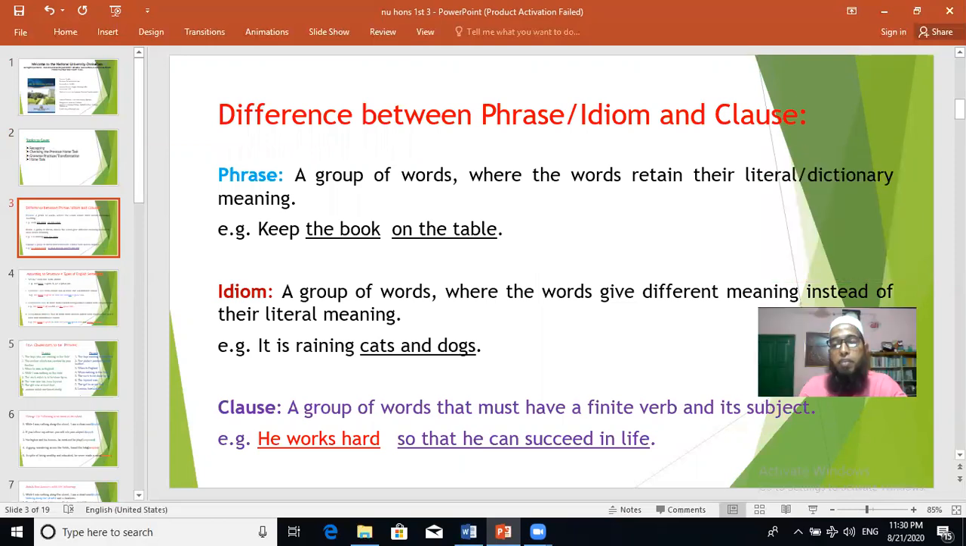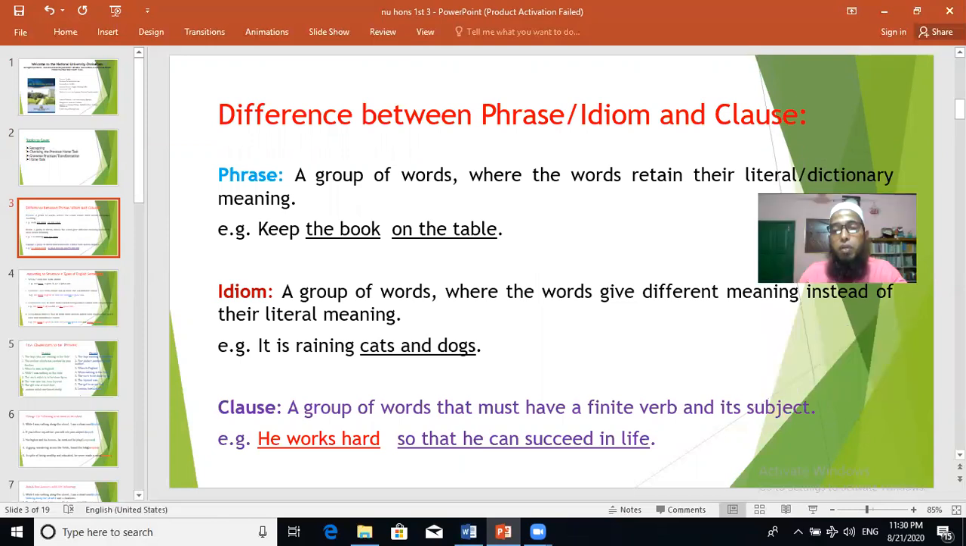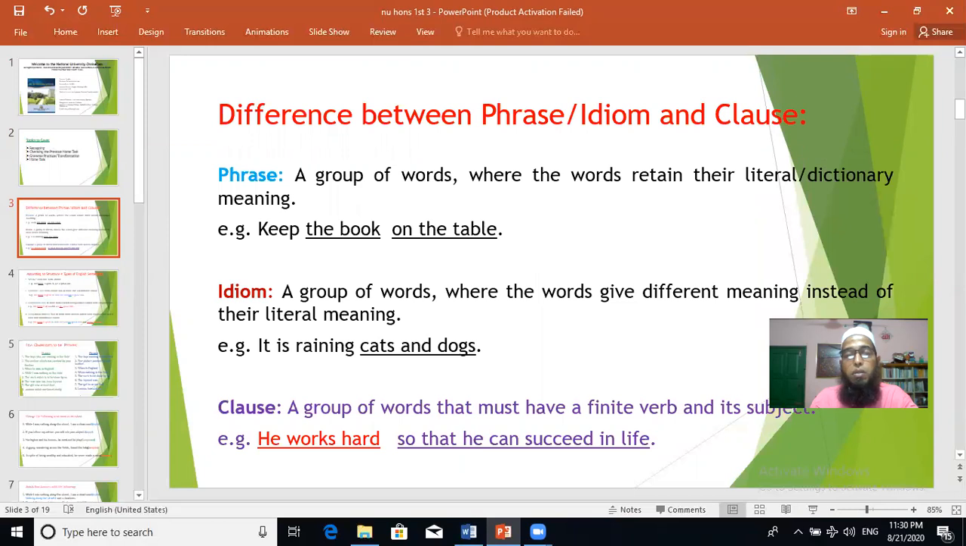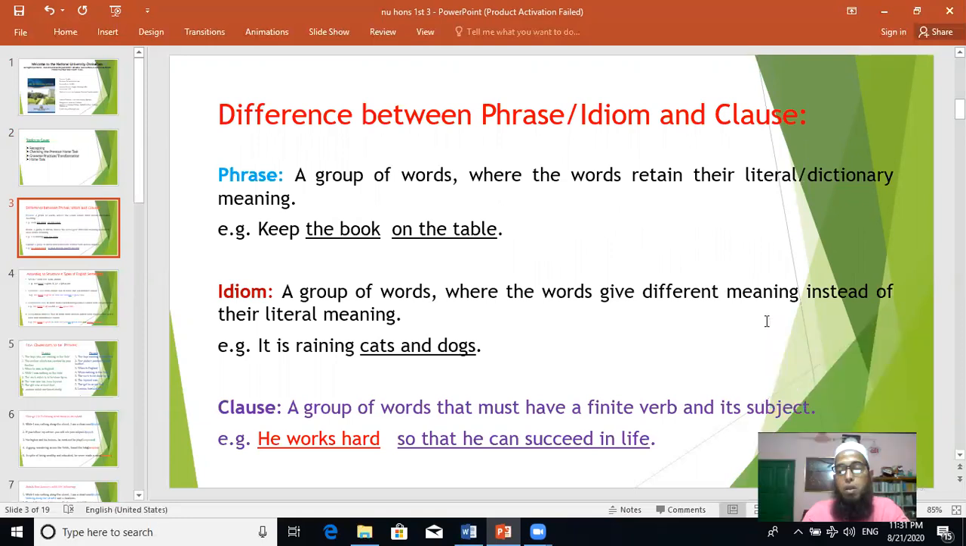Though these terms are very familiar, you should still try to understand these things easily. What is a phrase? We are going to learn the difference between phrase, idiom, and clause. What is a phrase? A phrase is a group of words where the words retain their literal or dictionary meaning. Literal meaning, dictionary meaning, that means original meaning.